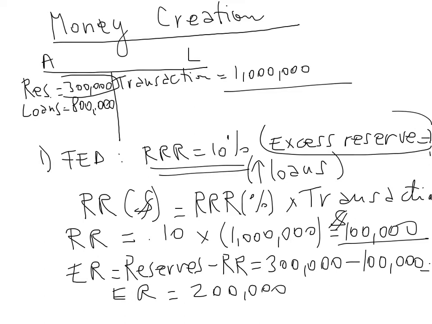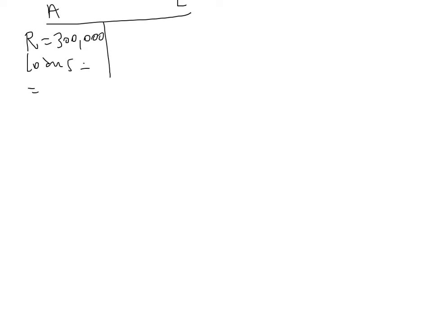Now let's work on a similar application. Suppose we keep the same data that we had before. Let's write it down again. Assets, liabilities: reserves was 300,000, loans was 800,000. Liabilities, transaction accounts is $1 million.